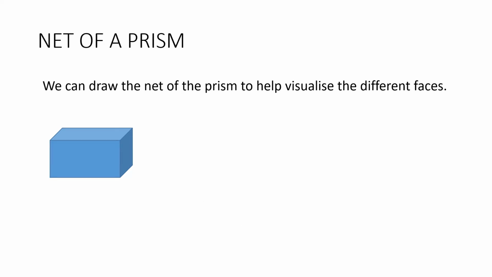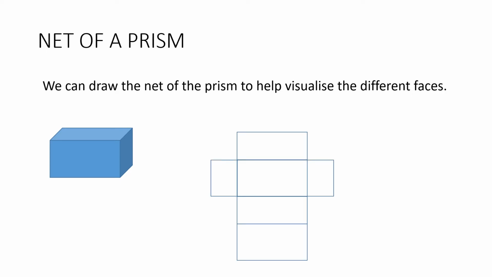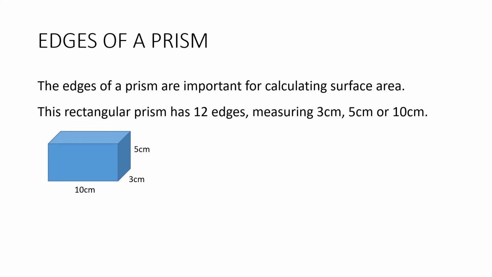It might help to sketch the net of a prism to help you visualize the different faces. So this rectangular prism, this is its net. We can see the front and back rectangles, the top and bottom rectangles, and the 2 side rectangles. So it really is the edges of a prism that are important for calculating surface area. This rectangular prism has 12 edges and they measure either 3 centimeters, 5 centimeters, or 10 centimeters.